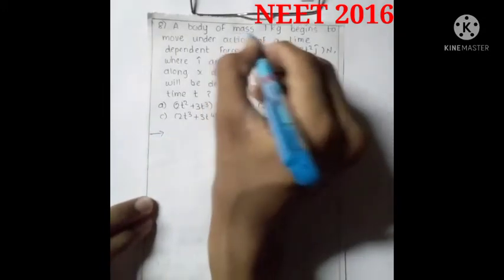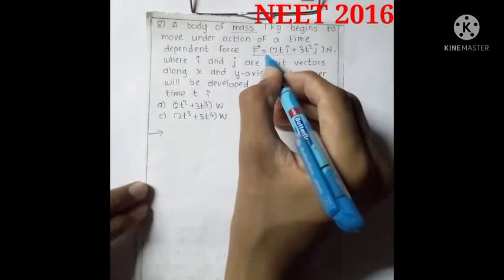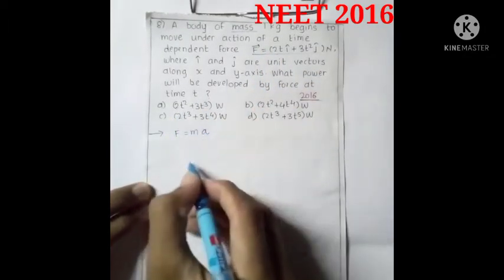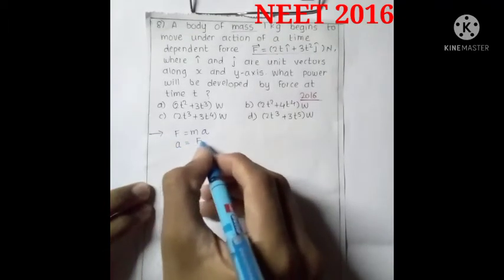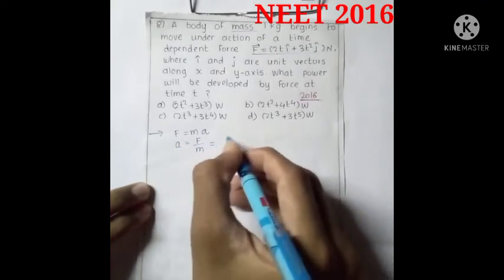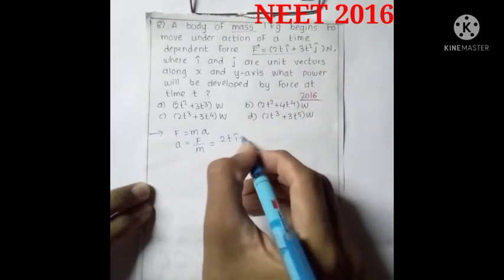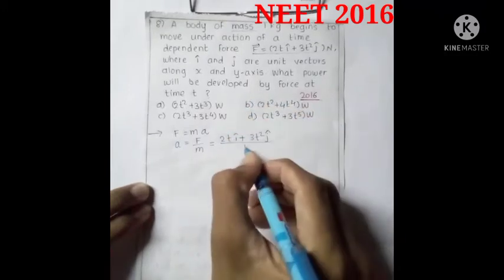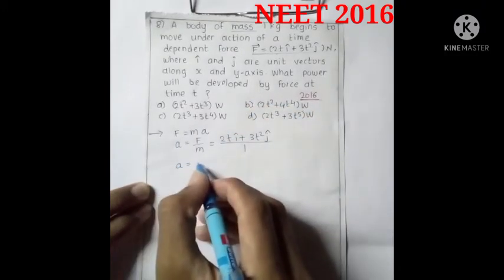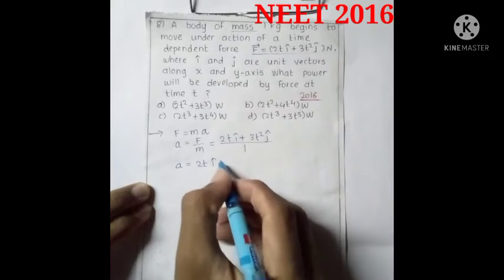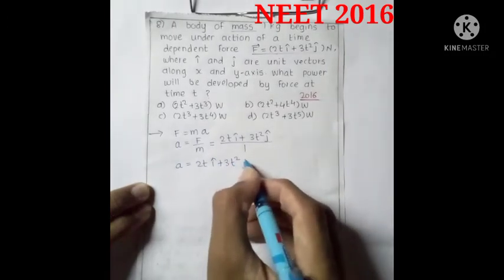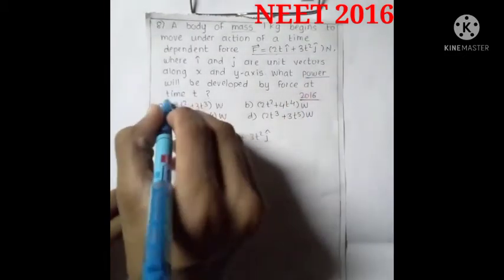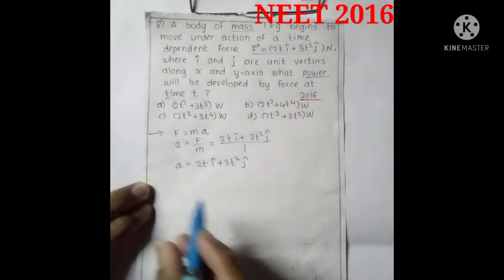We have given the mass of particle and force, so we can calculate acceleration. So force is mass into acceleration, so acceleration is force upon mass. Force is 2t i cap + 3t² j cap. Mass is 1 kg, so acceleration is equal to 2t i cap + 3t² j cap. We have to calculate the power at time t, means we have to calculate instantaneous power.